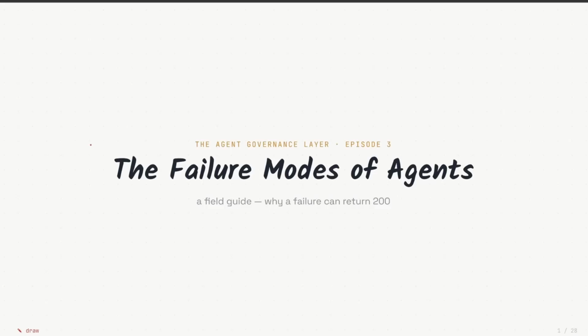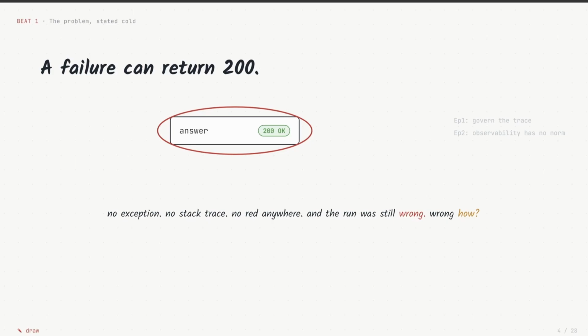Today's episode is about the failure modes of agents. In the first two episodes, we have spoken about how we need to govern the trace and not the code. That was episode 1. And then how there is a difference between observability and governance.